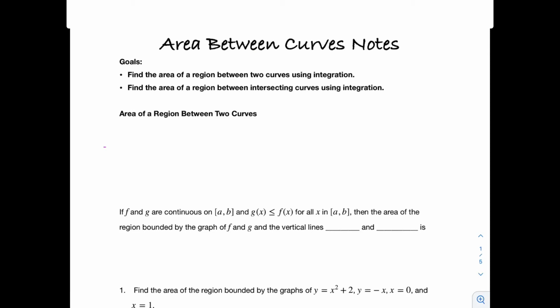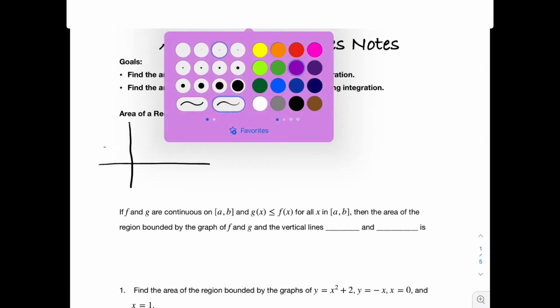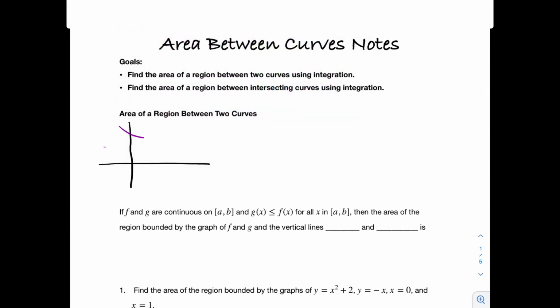Okay, today we're going to look at finding area between curves. So to represent this, right now, for integrals, we've just found the area under one curve and the x-axis. Now we're going to have two functions. So this purple function is my f of x, and I'll let this green function be g of x.